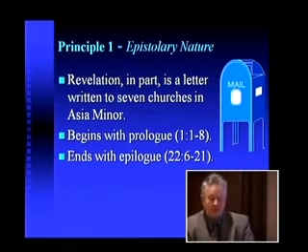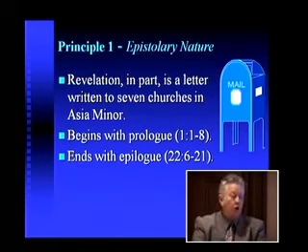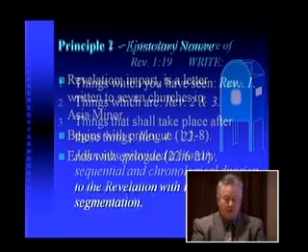First of all, the epistolary nature. Revelation, in part, is a letter written to 7 churches in Asia Minor. It begins with a prologue, and it ends with an epilogue.